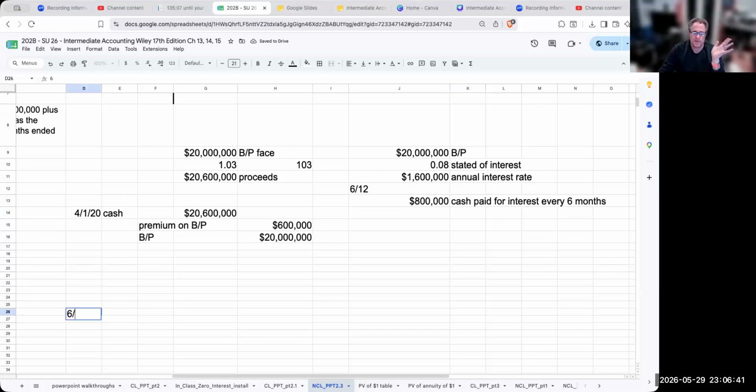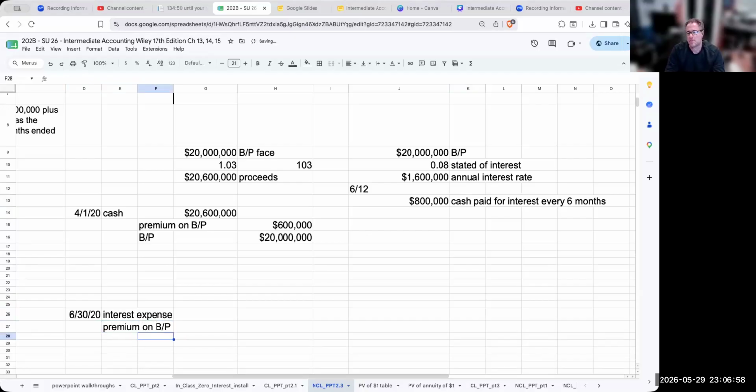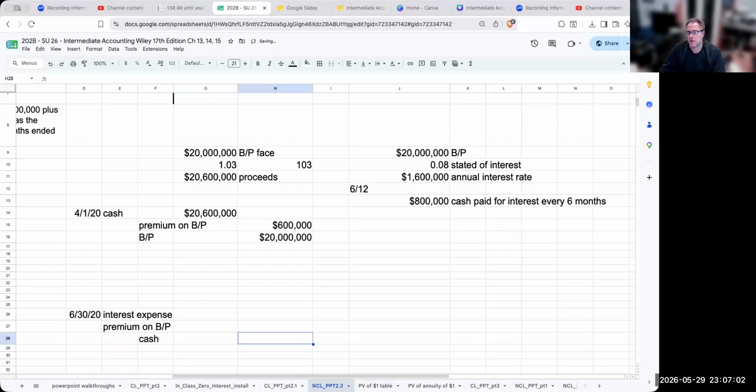Now, if we think about this intuitively on 6/30/20, we're going to be recording interest expense. If you watch the other videos, we're going to be debiting the premium on bonds payable and crediting cash. And the amount of cash we're going to be crediting here is going to be 800,000. So that's what's happening now.